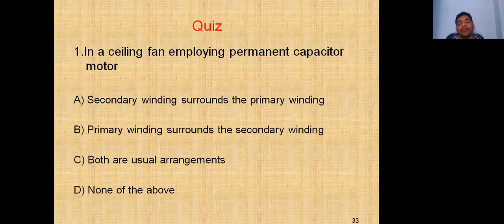The ceiling fan employing a permanent capacitor motor: secondary winding surrounds the primary winding, primary winding surrounds the secondary winding, both are usual arrangements, none of the above. So the answer is: secondary winding surrounds the primary winding.